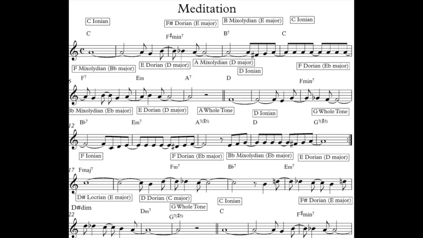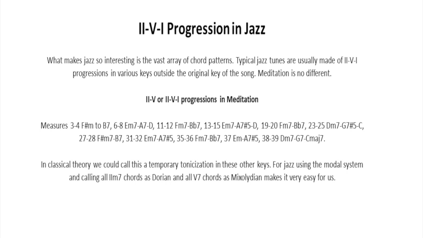What makes jazz so interesting is a vast array of chord patterns. Typical jazz tunes are usually made up of tons and tons of what I call 2-5-1 progressions in various keys outside the original key of the song, and Meditation is no different. In classical theory, we would call this a temporary tonicization in other key areas.